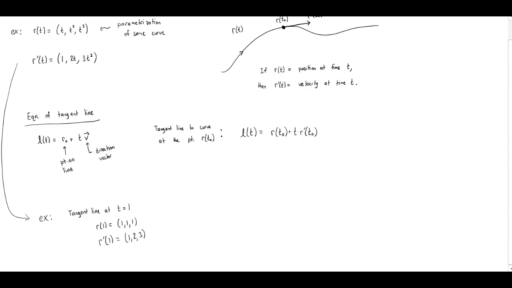All right, so then writing out the equation of our tangent line. We're going to have the point 1, 1, 1, and then plus t times the direction vector given by the derivative, so 1, 2, 3. Okay. All right, any questions about that? Okay. All right.